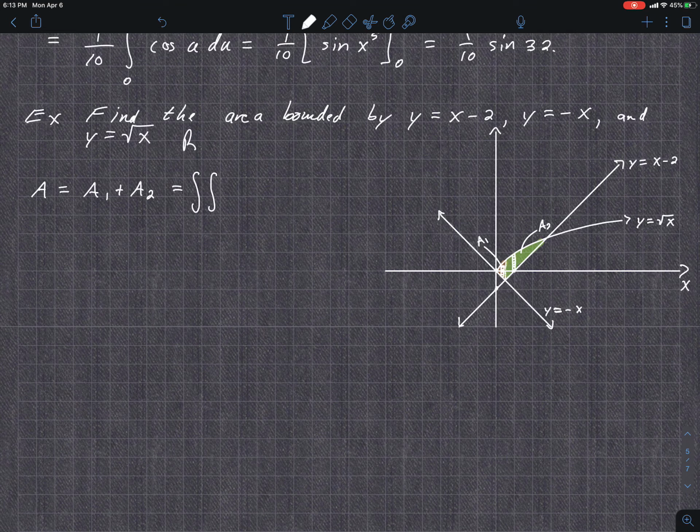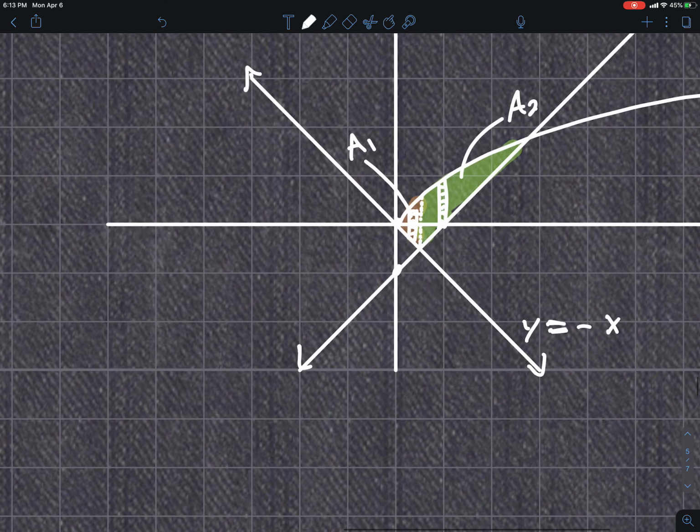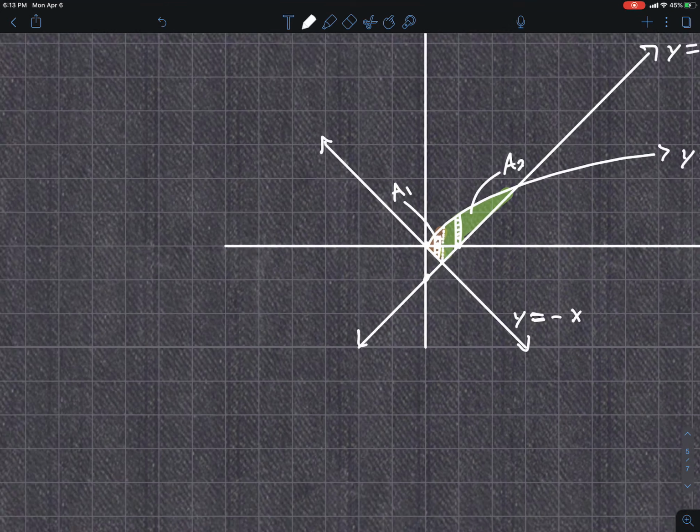So the first one we say is a double integral from negative x to root x. And then x goes from 0, and then you would solve that to get 1. It's 0 to 1. So this intersection right here would have to be 1, 1.